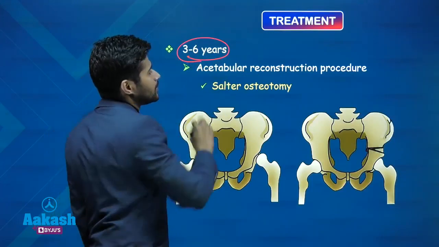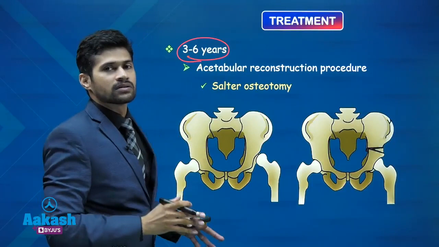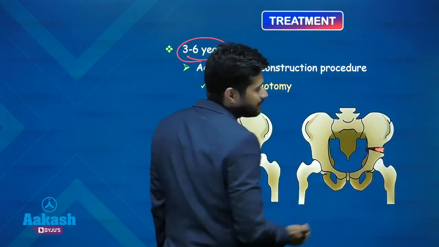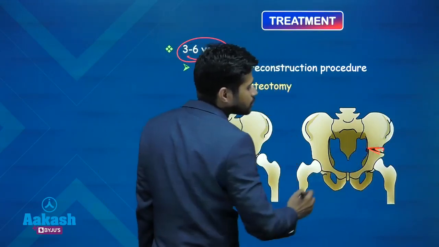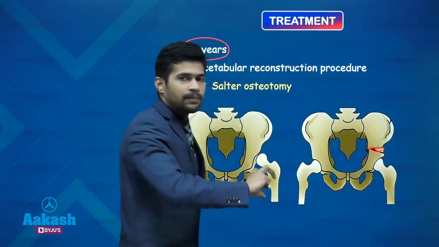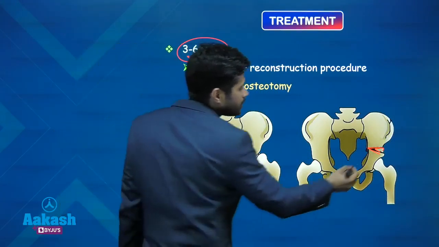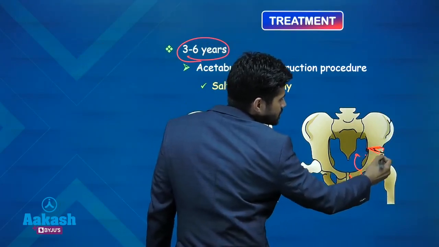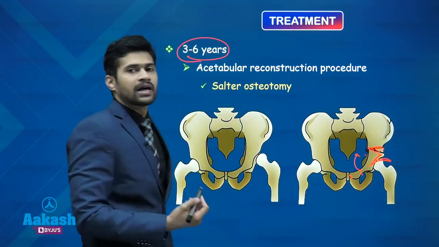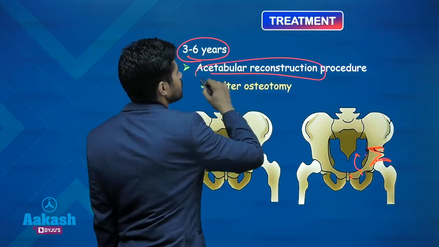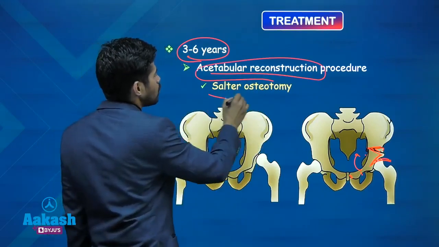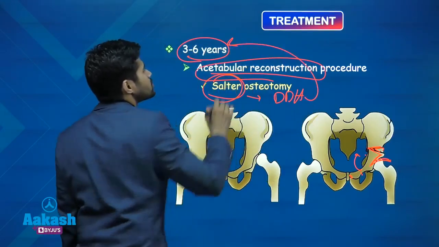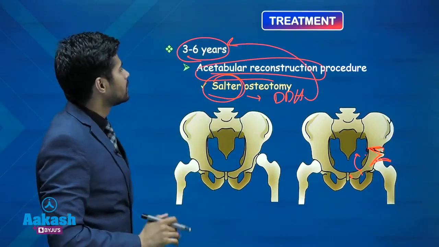In 3 to 6 years, you have to go for acetabulum reconstruction procedures. You have to completely reconstruct or recreate the acetabulum. So just doing a simple pelvic osteotomy is not enough. You have to do a proper pelvic osteotomy and rotate the pelvis so that you can reconstruct the acetabulum. Suppose you do a pelvic osteotomy here and here, then you rotate this pelvis in this direction. So this shallow roof will become somewhat like this. That will be an acetabulum reconstruction. You have reconstructed the acetabulum, and one of those is the Salter osteotomy. The Salter osteotomy is used for DDH in 3 to 6 years of age. That you have to remember from this slide, okay?